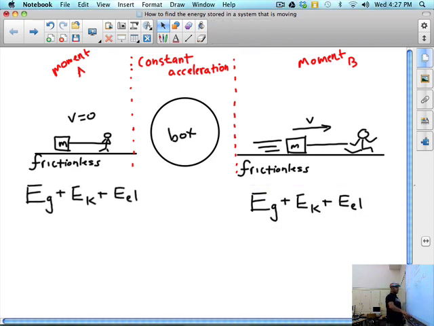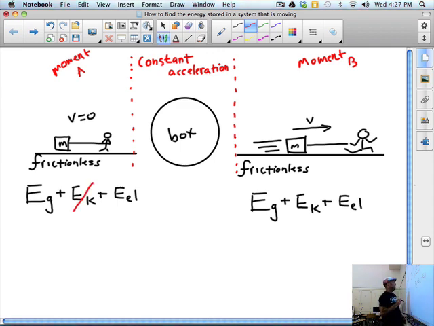Let's go through this. Is our system moving in the beginning? No. It's moving in the end though. Is our system changing height? No. So EG doesn't change. Since this is an equation, EG just simply cancels out of the equation, right? Are there any elastic molecules in this particular situation in our system? That just says box. It's not a spring, it's not a rubber band being stretched, it's not a trampoline. Elastic is irrelevant in this particular problem.